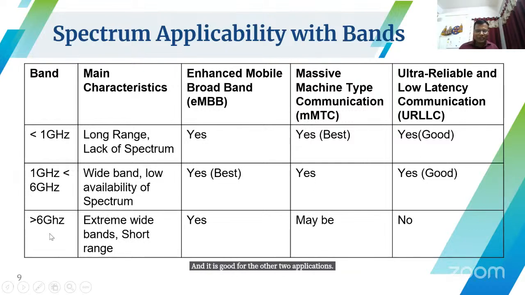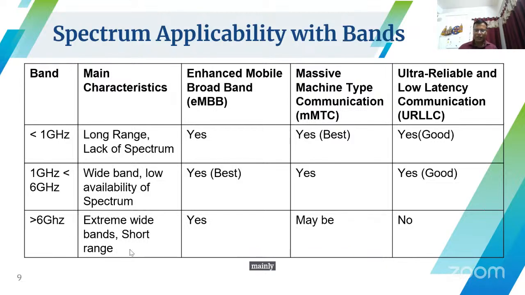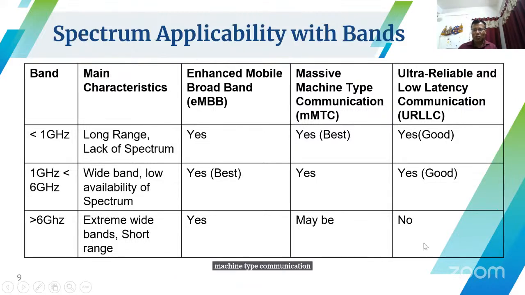But above 6 gigahertz, it's an extreme wideband. The major challenge here is the short range, mainly due to path loss at higher frequencies. Yes, this band can be used primarily for enhanced mobile broadband. Studies may still be going on, but this band is not very suitable for machine type communication, and it probably may not be used for ultra reliable and low latency communication.